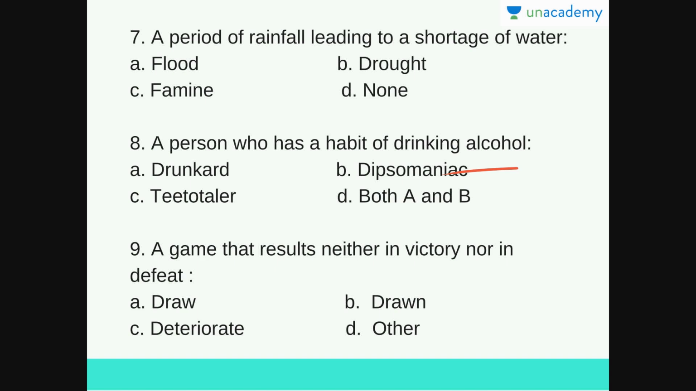Next is a game that results neither in victory nor in defeat. Options: draw, drawn, deteriorate, or other. So of course the answer for this question is draw, or you can also say a tie, but since the option is not given, I'm just giving you another word for draw. A match can also tie, that is a game that results neither in victory nor in defeat. Deteriorate means something that goes from bad to worse, and drawn is the past participle of draw. So answer for this question is A, draw.